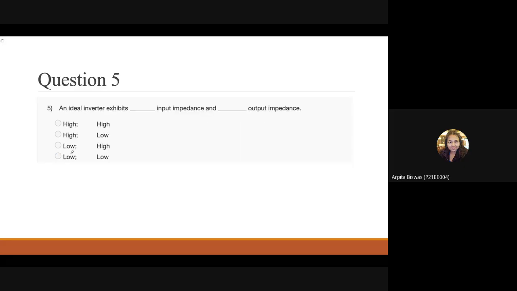So next is question number 5. An ideal inverter exhibits dash input impedance and dash output impedance. Option A is high, high; option B is high, low; option C is low, high; and option D is low, low. Yes, high, low, so option B is the right option. An ideal inverter exhibits high input impedance and low output impedance.